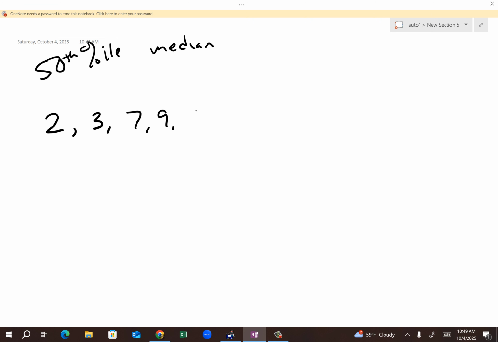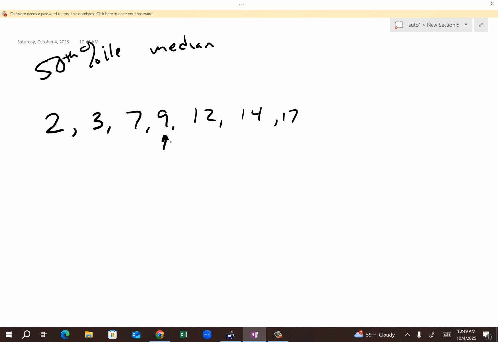Now, what about some special percentiles? What about the 50th percentile? Well, that has a name. It's actually referred to as the median. Okay. Now let's see if these recipes work for the median. So for instance, 2, 3, 7, 9, 12, 14, 17. What's the median? Well, that guy is.